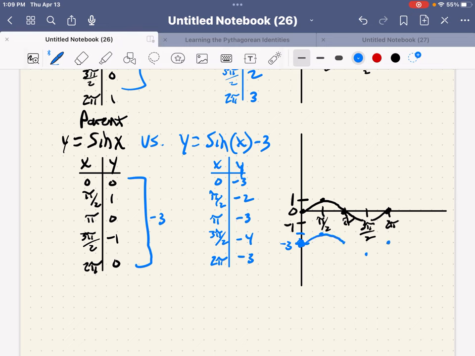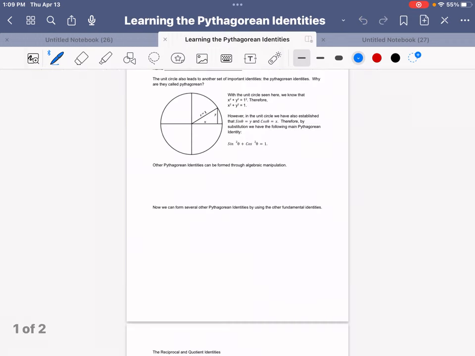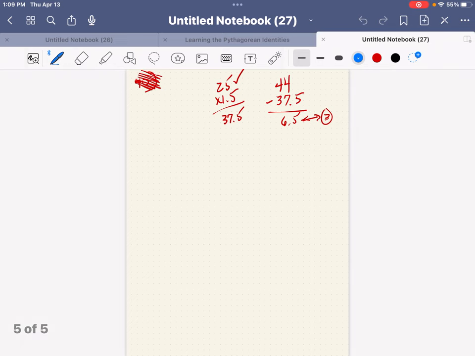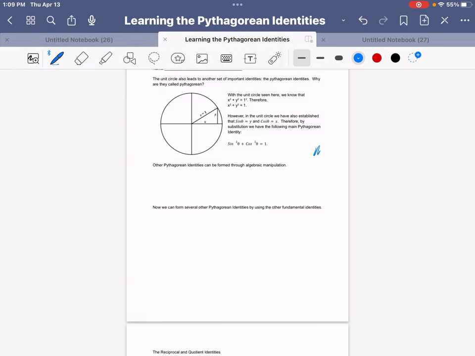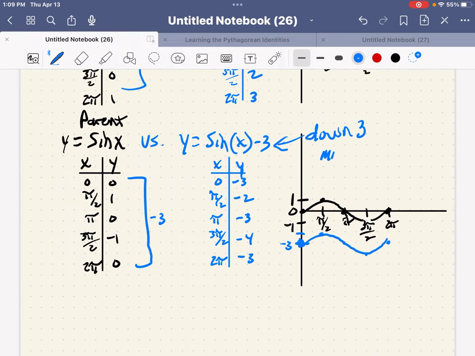So notice, connect those dots, it looks like the sine wave has translated down 3 units. Well, what that means is that the midline is y equals -3. So you see, if I draw that in, you can see that y equals -3 is the line that the function is fluctuating above and below. So that's all there is to it.